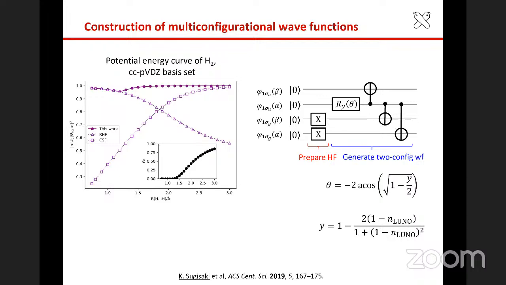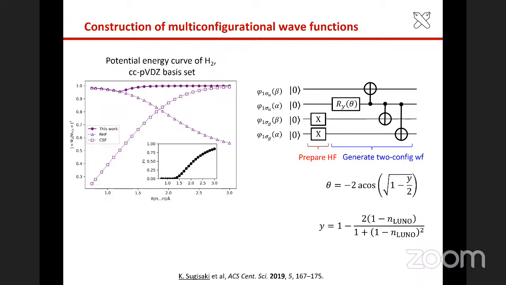This is an example for the hydrogen molecule with the STO-3G basis set. First, we have to generate the Hartree-Fock configuration by applying two NOT gates. Then we can apply this gate to generate the two configuration wave function. And the rotation angle theta can be calculated using this equation. If we use the two configuration wave function, the overlap with the exact wave function becomes something like this solid line.